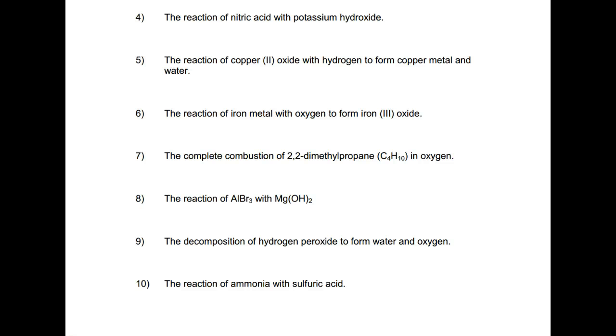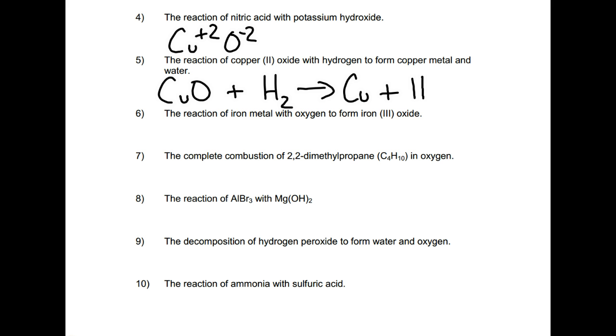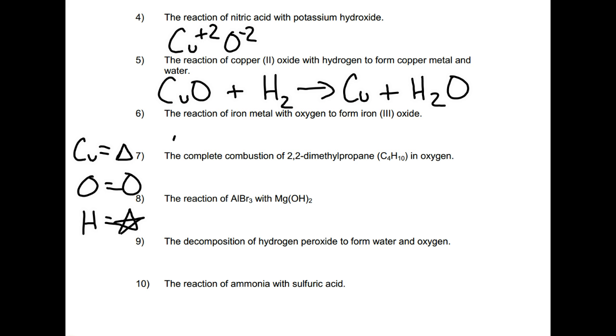So the reaction of copper 2 oxide, so again, remember that copper 2 means Cu plus 2, and oxygen is a -2, so that's going to be CuO, plus hydrogen, well, hydrogen, remember, is diatomic, to form copper metal and water. And if I were to draw this all out, I'd make Cu a triangle, make O an O, and make H a star. Then we'd have triangle O. I'll make them touch.